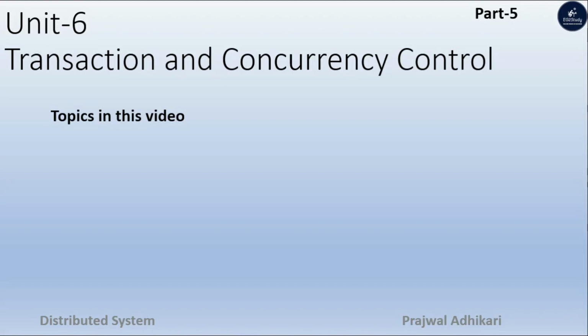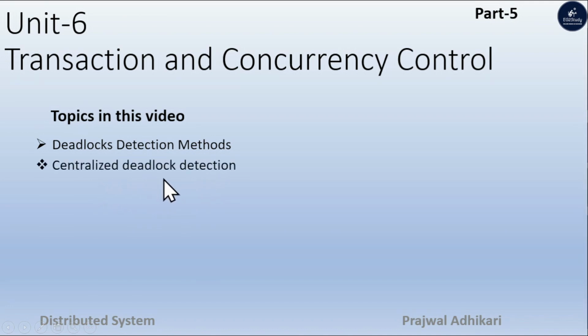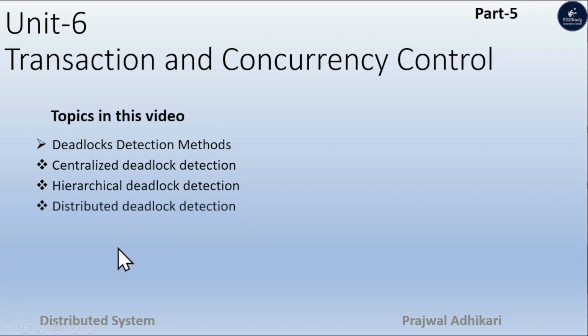Hello everyone. This is part 5 of Unit 6. In this video, we will study different deadlock detection methods. They are centralized deadlock detection, hierarchical deadlock detection and distributed deadlock detection, also the wait-for graph. And we will see different deadlock detection algorithms.